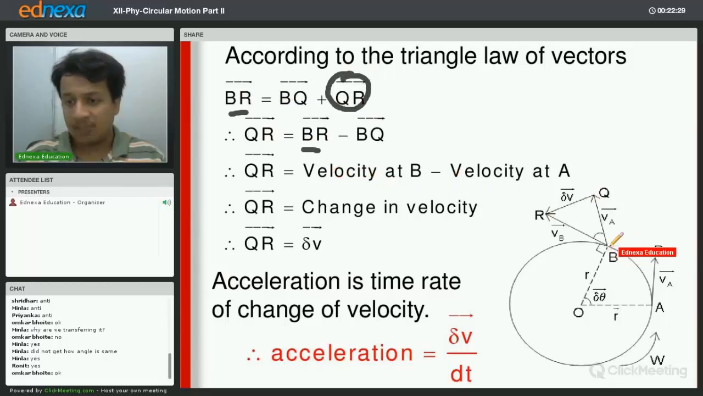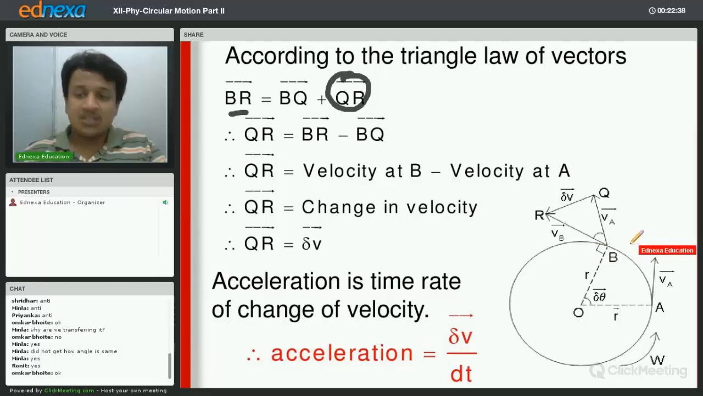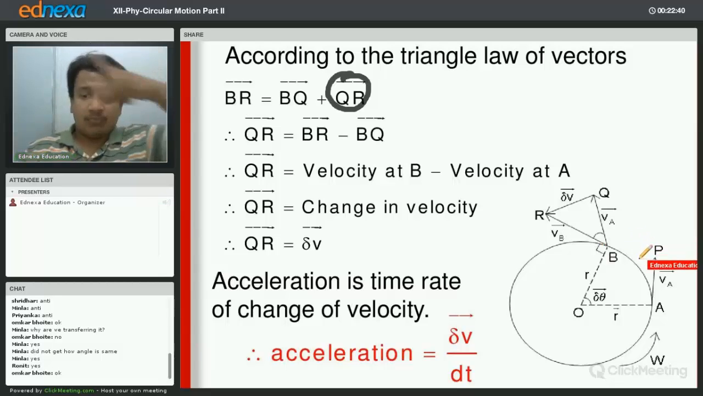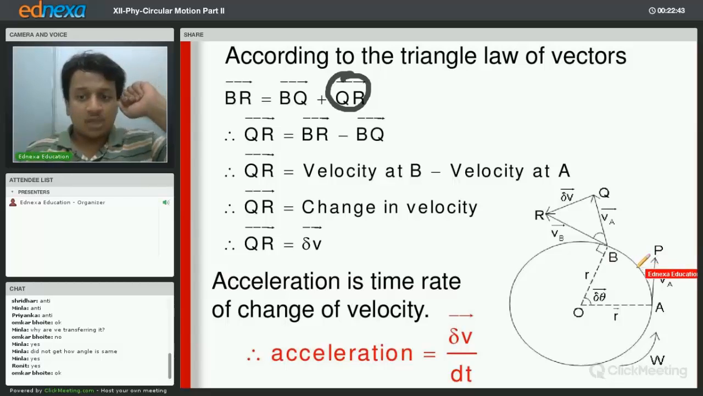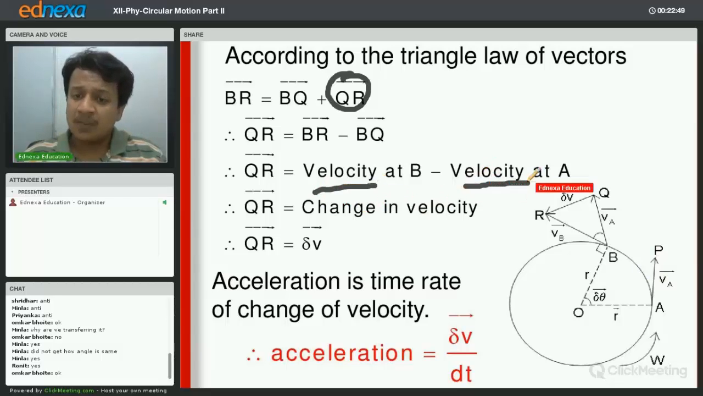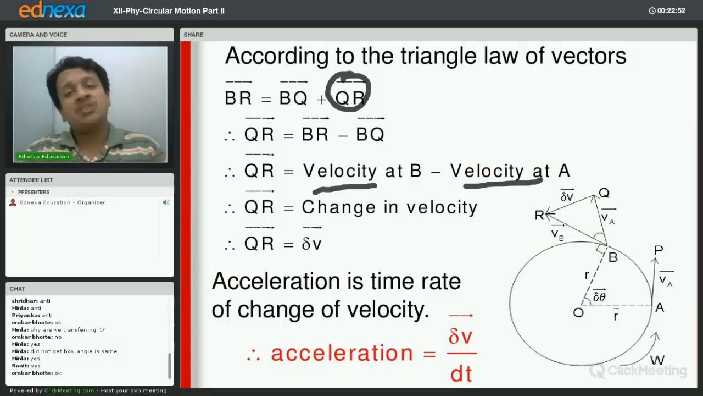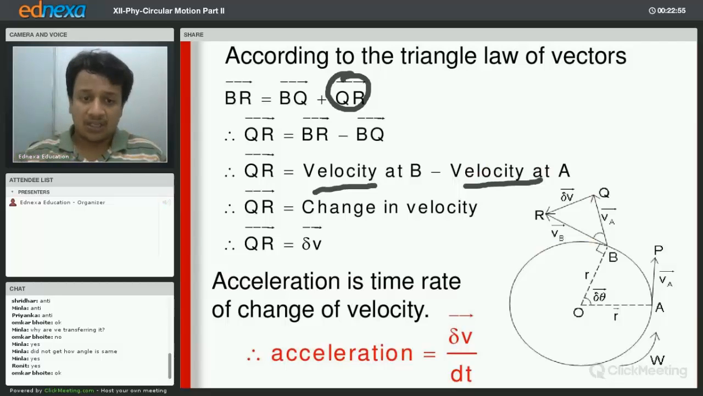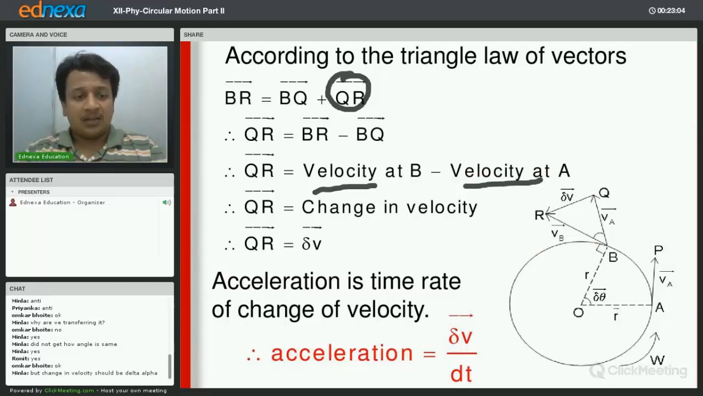BR is velocity at point B. And what is BQ? BQ is nothing but a transferred vector from point A to point B. Is it right? So obviously, BQ is velocity at point A. So velocity at point B minus velocity at point A means what? It means change in velocity. So vector QR is equal to change in velocity, that is vector delta V. So we proved this complete part, to show that vector QR is nothing but the change in velocity.